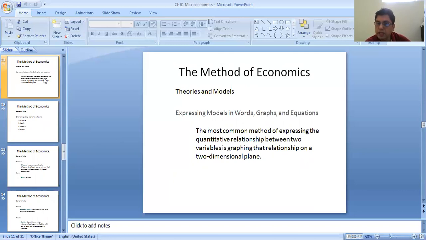Theory and models, expressing a model in words, graph and equation. Generally we use graphs, equations, tables, data, and words to express the model of economics. The most common way of expressing the quantitative relationship between two variables is graphic, the relationship on the two-dimensional plane, a graph.